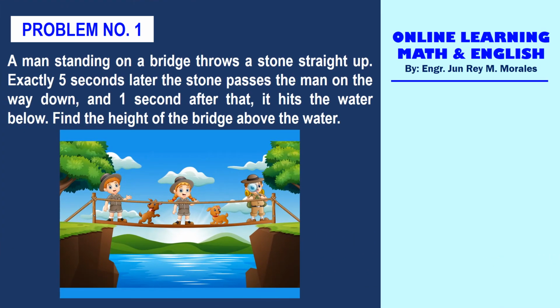Problem number 1. A man standing on a bridge throws a stone straight up. Exactly 5 seconds later, the stone passes the man on the way down. And 1 second after that, it hits the water below. Find the height of the bridge above the water.